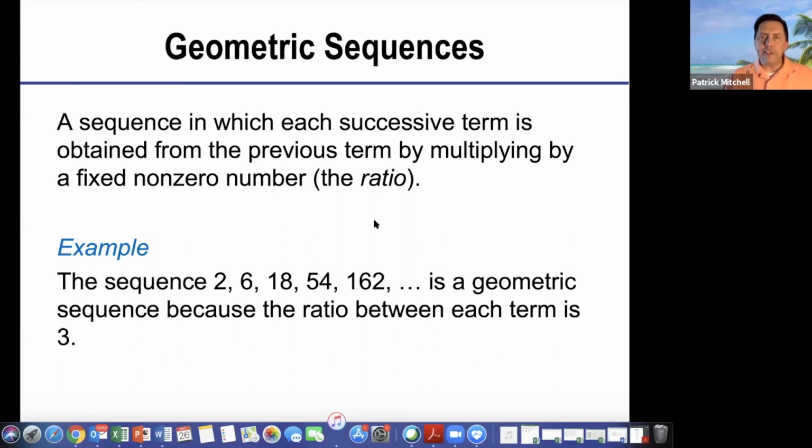Next, we have geometric sequences. The idea is kind of similar to an arithmetic sequence, except instead of having a common difference, it has a common ratio. To get from one term to the next, you multiply by a specific number. And that number should not be 0 because that would be really boring, right? As soon as you multiply by 0, it just becomes 0. So an example of a geometric sequence is 2, 6, 18, 54, 162. To get from one term to the next, you multiply by 3.